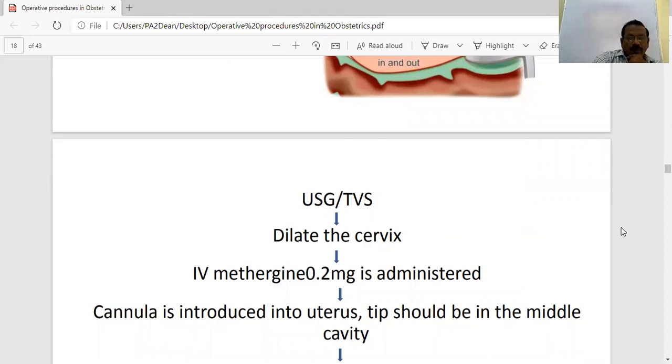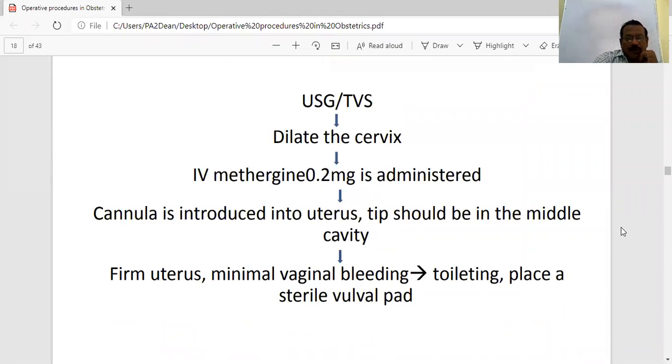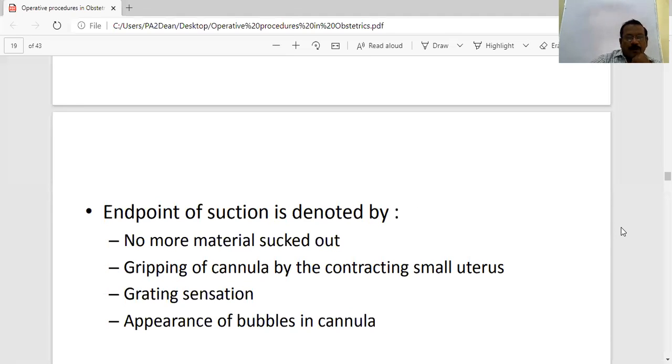Firm uterus, minimal vaginal bleeding. Toileting, place a sterile vulval pad inside the vagina. Endpoint of suction is denoted by no more material sucked out. Gripping of the cannula by the contracting small uterus. Grating sensation. Appearance of bubbles in the cannula. These signs are present when the products of conception are completely sucked out.